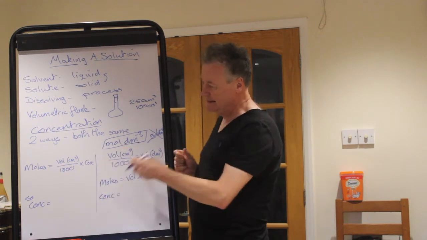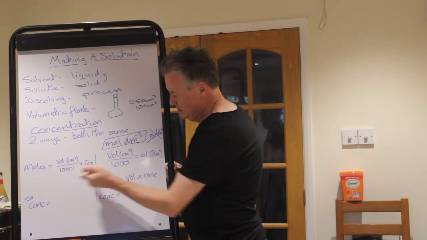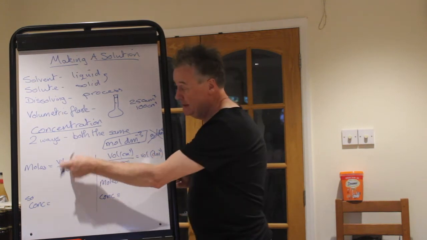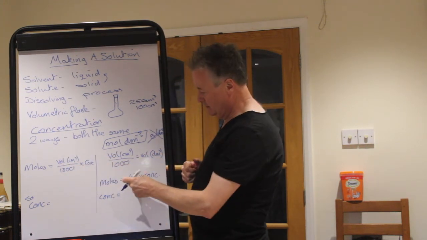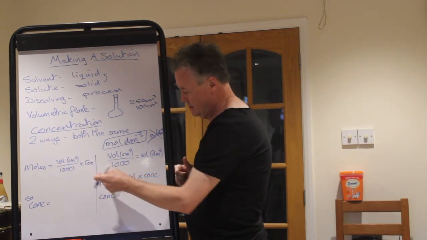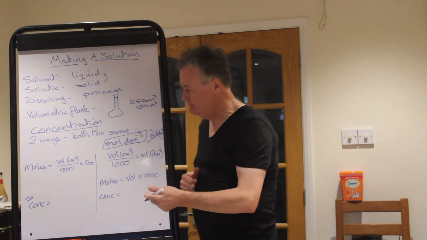What this method does is it takes that bit out and does it first, and that converts the volume into decimetre cubed, which is all that is doing. And then you do volume times concentration. So here you have the volume converted into decimetre cubed times concentration. This is exactly the same as that.